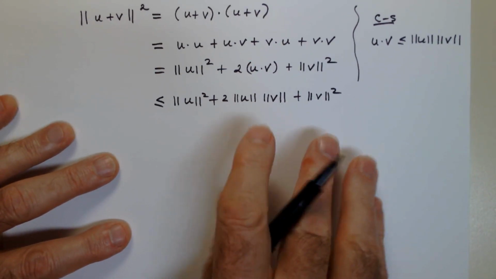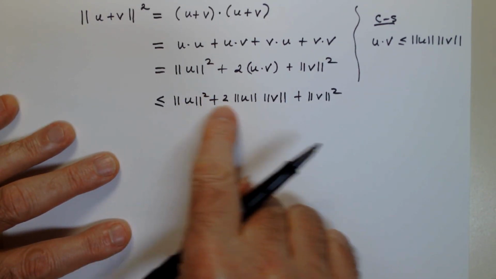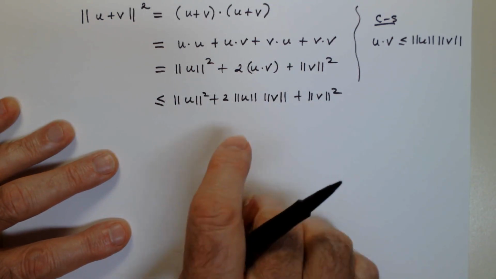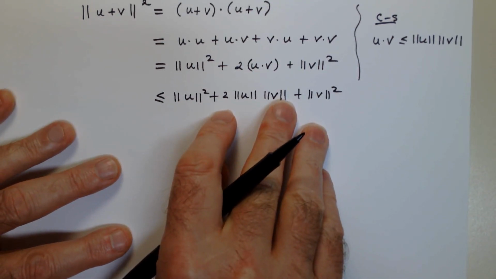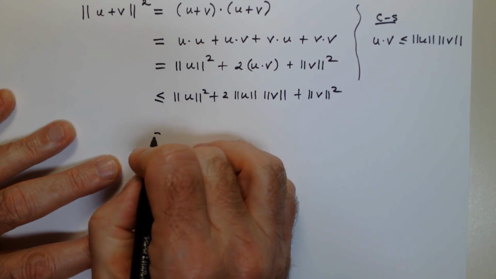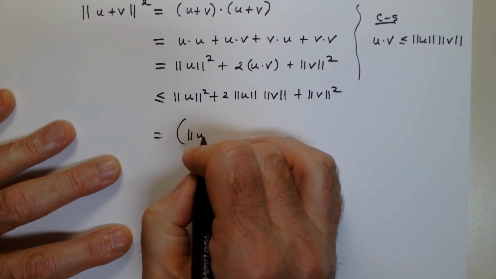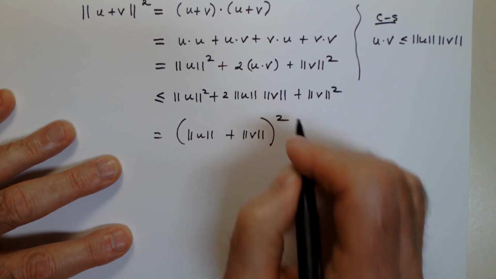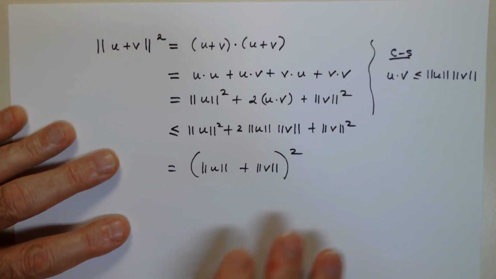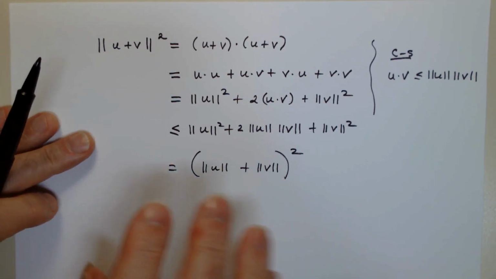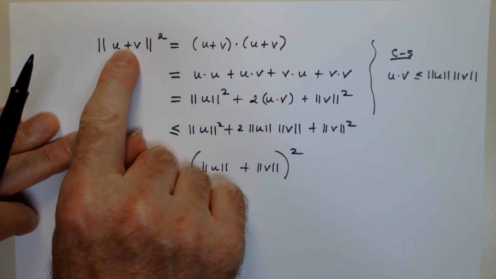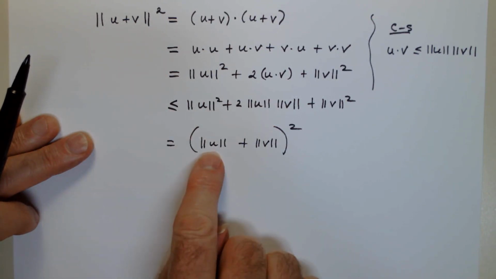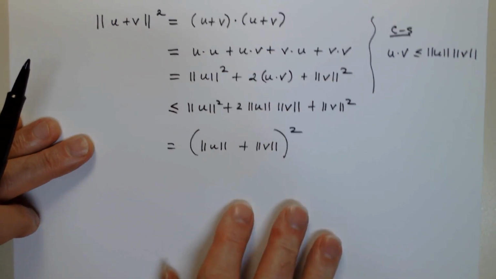Okay? And now here's the last magic part. When I see this term here, if I stare at this, I'll recognize that this is just a perfect square. This is just the square of the length of u plus the length of v. Okay? Now this last step, we just have to be a little bit careful here. I've got this term here, the length of u plus v squared, is less than the length of u plus the length of v squared.